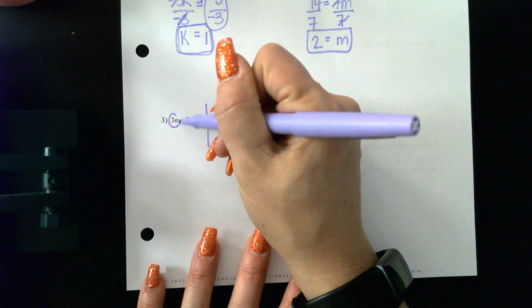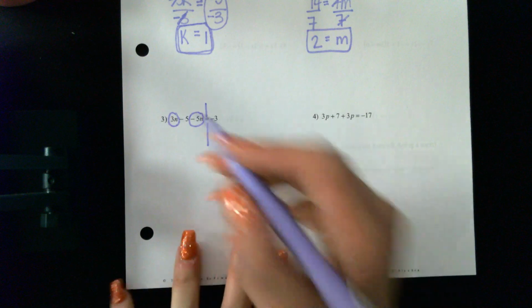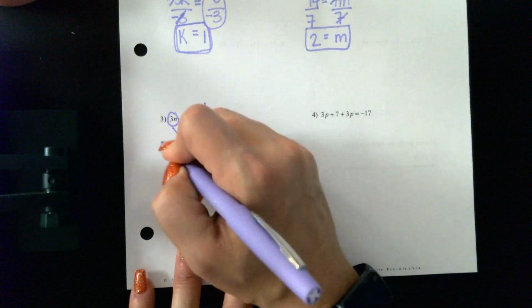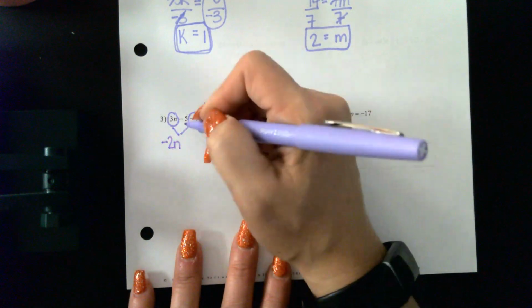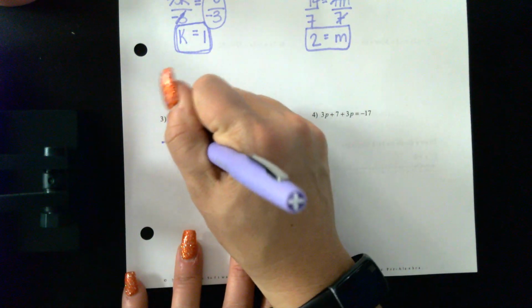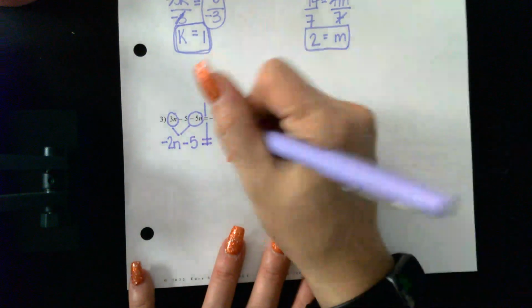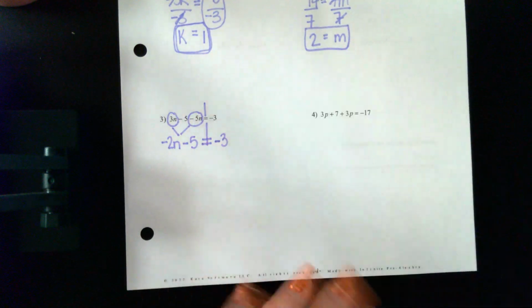Which two terms on the left can be put together? 3n and a -5n. So 3 minus 5. Those two come together to make a -2n. And this -5 right here in the middle has nothing to pair up with, so just bring it down. And then I'm going to bring down this -3, so it doesn't have anything to pair up with either. Okay, so we've already combined our like terms.